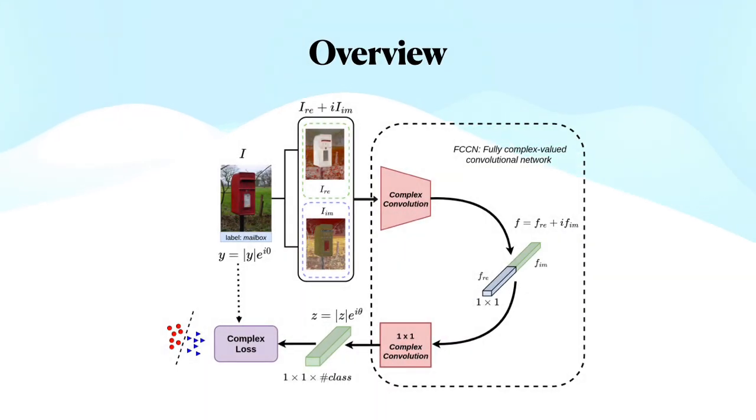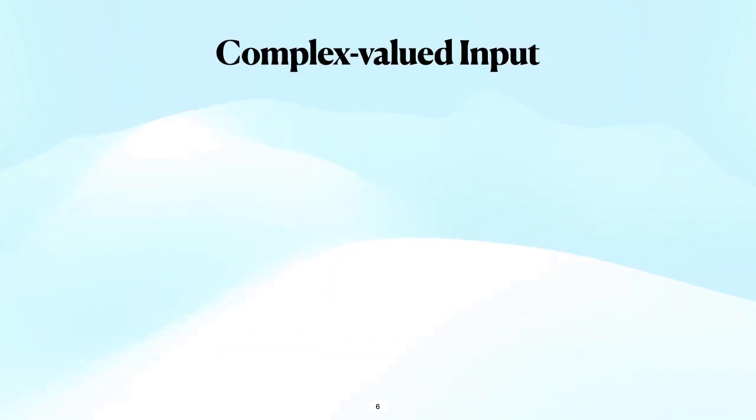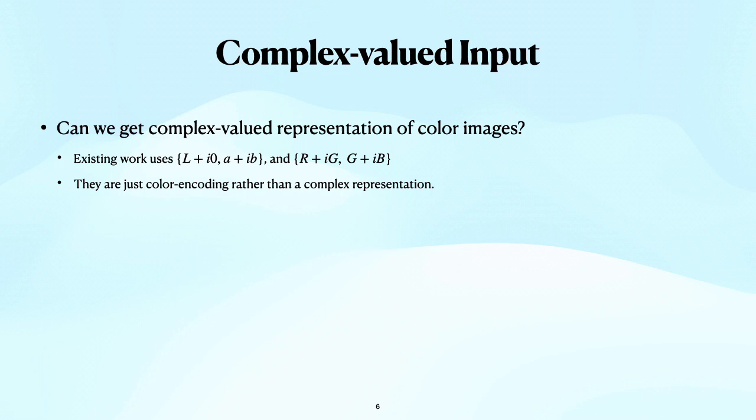Here is an overview of our proposed contribution to solve these problems. Now let's discuss them in detail. First, let's try to obtain a complex valued input. Previous work simply use different color encodings to create a complex representation of images. We propose to define our own complex valued color model IHSV inspired from HSV color model to obtain complex images.